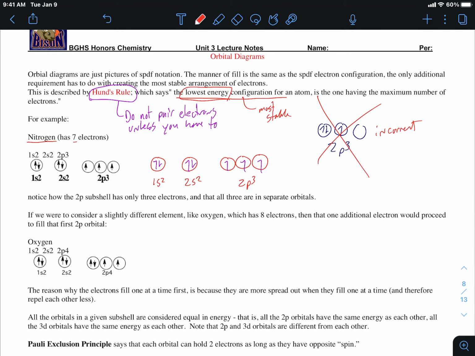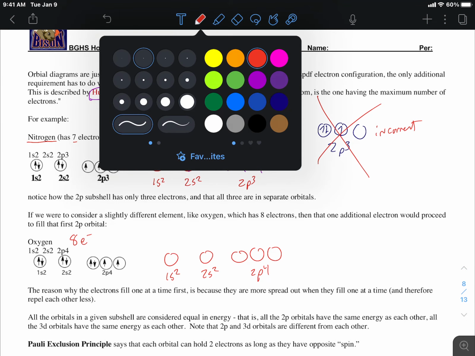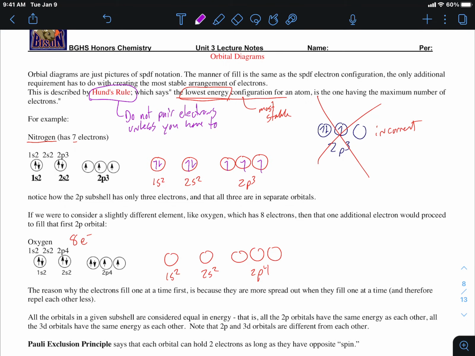Well, this next example, oxygen, which has 8 electrons. So 1s2, 2s2, 2p4. All right, so first sublevel, 1s. There's the first, there's the second. Second sublevel, 2s. Here's the first, here's the second. Okay, it's 2p. We have 4 electrons. 1, 2, 3. And I still have to place one more electron.